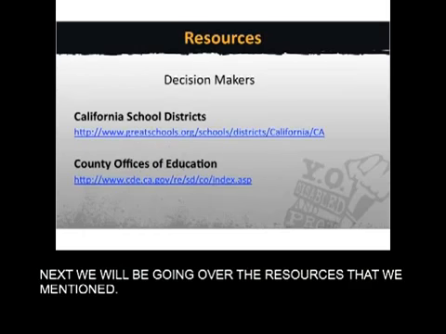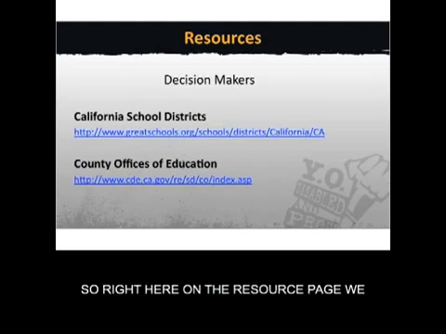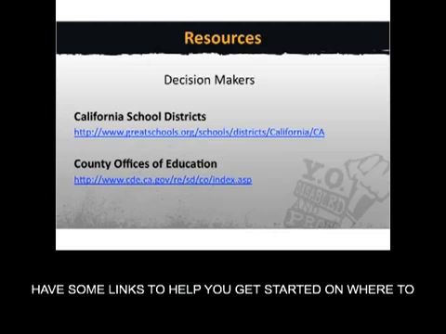Next, we'll be going over the resources that we mentioned. Like I mentioned before, you don't have to do this all by yourself. Right here on this resource page, we have some links to help you get started on where to look so you can start advocating.